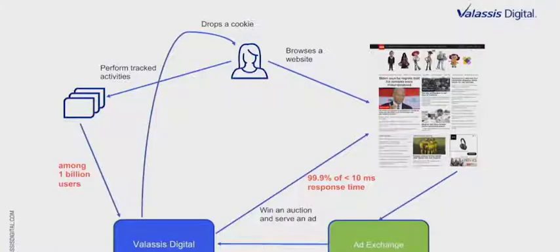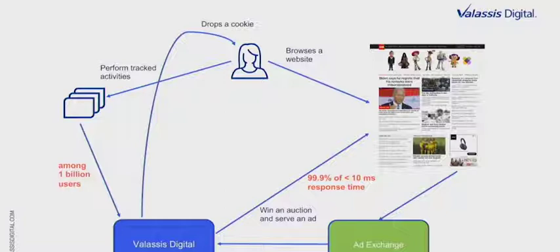At this time, we drop a cookie on this user if we don't already have a cookie. With that cookie, we can track the user's internet browsing activities, for example, how long they've been active and what type of web pages they're browsing. So in our system, there are about 1 billion users for which we have such data.